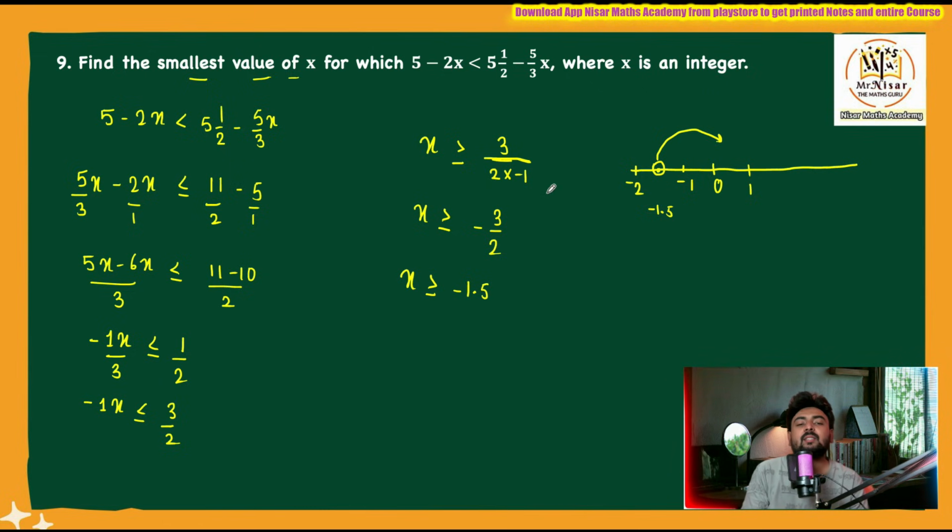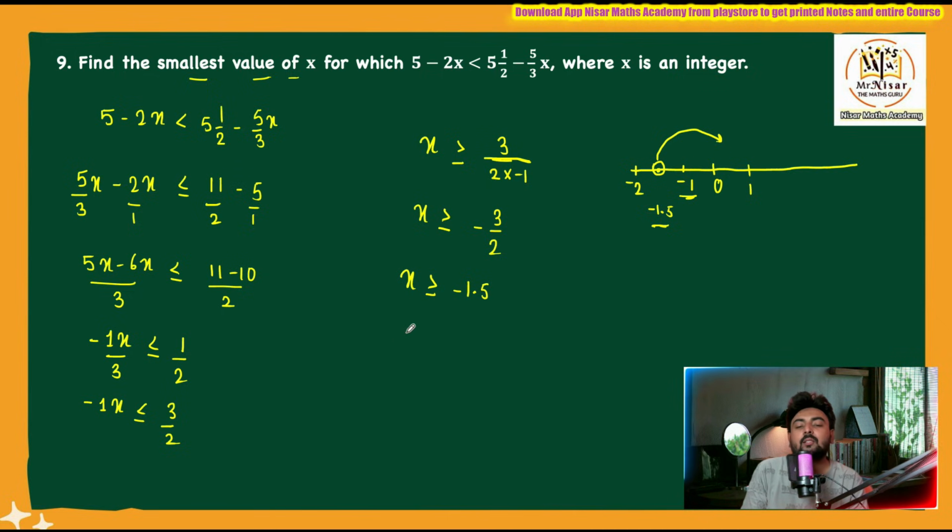Now tell me, which is the smallest integer for this x? Your numbers start from minus 1.5. After this, the first integer you will have, because the points are not integers, will be minus 1, then 0, then 1.